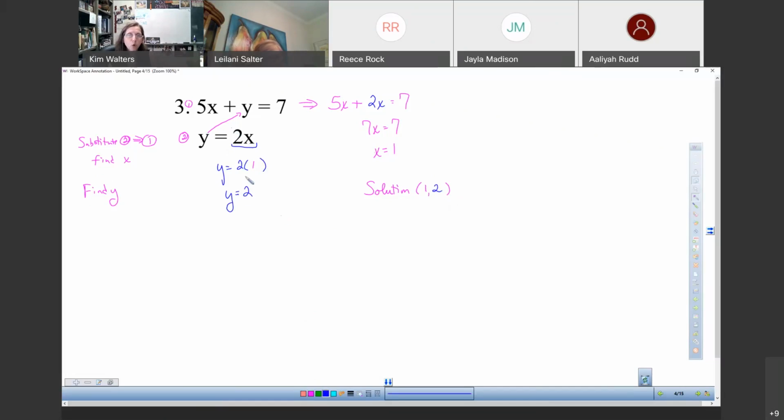Because I do have a solution, I can check it. I found the y value using the second equation, so when I get ready to check this, I'm going to check it in the 5x plus y is equal to 7 equation. I'm going to have 5 times 1 plus 2. Here's my x, here's my y. This is going to be 5 plus 2, and 5 plus 2 is indeed 7, and that's what I'm trying to get. So it does check in the first equation.